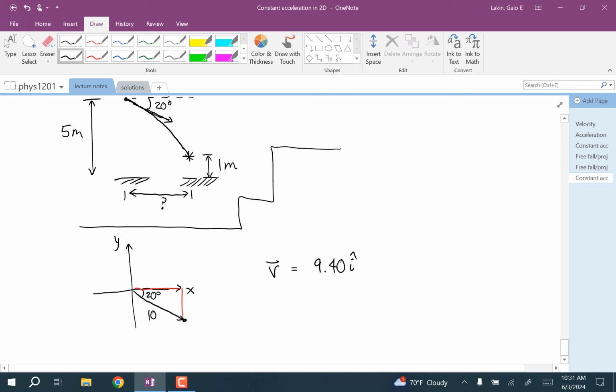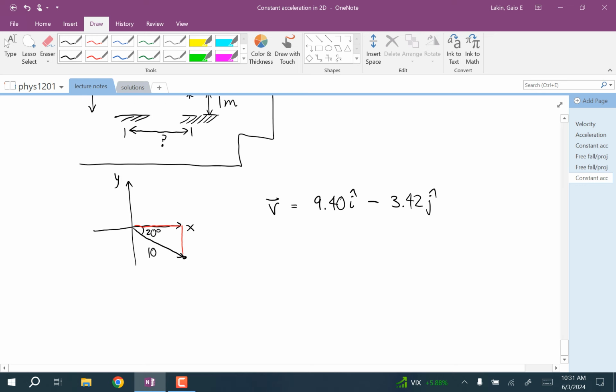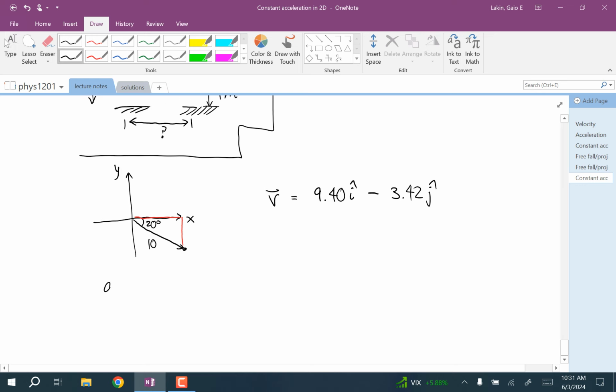And then the y component we know is going to be negative, and it's going to be negative 10 times the sine of 20, which is 3.42 j. And the acceleration is going to be 0 i minus 9.8 j.